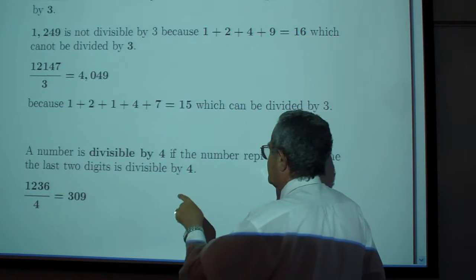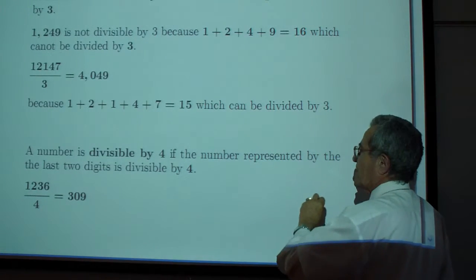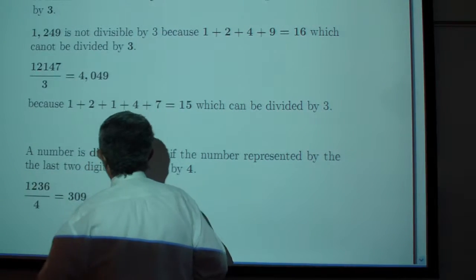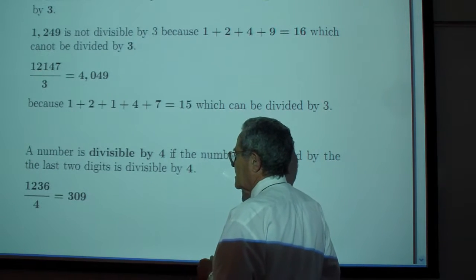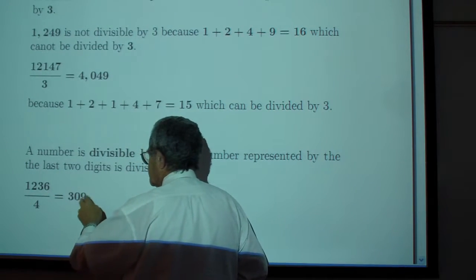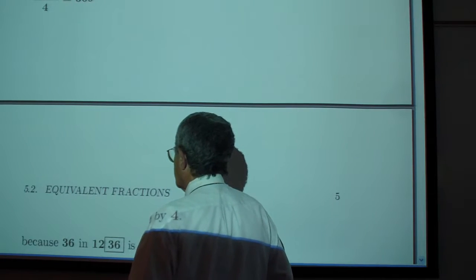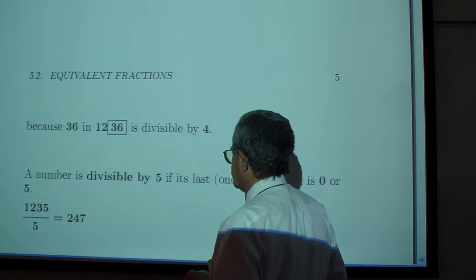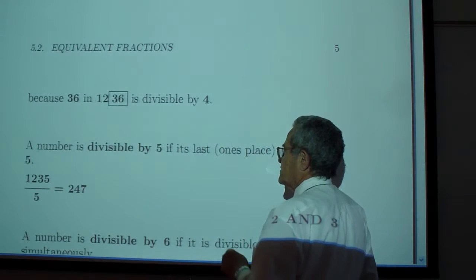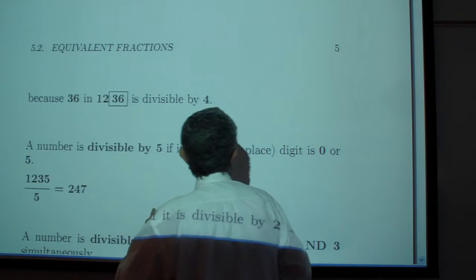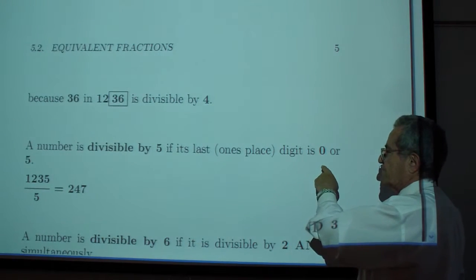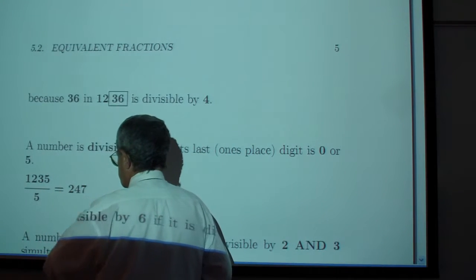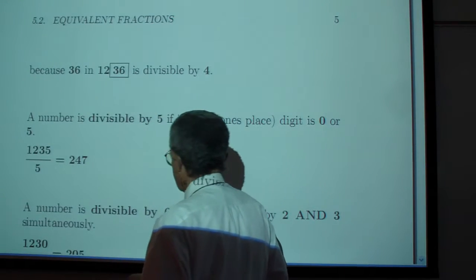A number is divisible by 4 if the number represented by the last 2 digits, 36, is divisible by 4. Can I divide this by 4? Yes, I'm supposed to get 309. So the number represented by the last 2 digits. A number can be divided by 5 if the last digit is either 0 or 5. 1,235 can be divided by 5. It's supposed to give you 247.